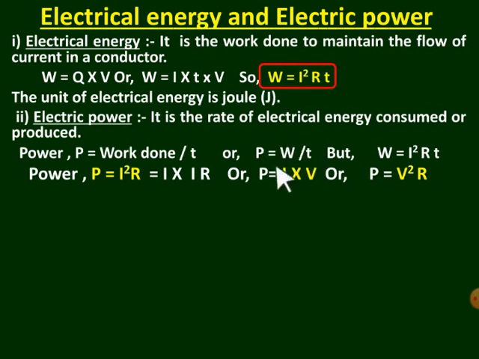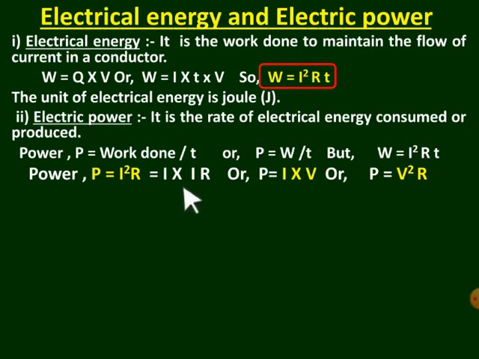You will get it as power. So work done may be defined as the rate of energy produced or energy consumed. We call it power. As we know that W is equal to I square RT, by putting all those expressions here, W is equal to I square RT, T cancels, and you will get I square R. So this is also one of the expressions of power.